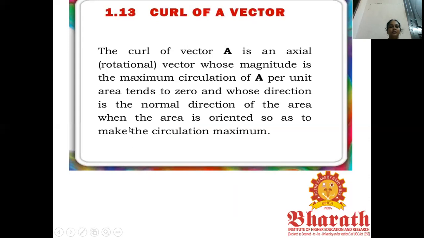Next, curl of a vector. Curl of A is an axial vector whose magnitude is the maximum circulation of A per unit area as the area tends to 0, and whose direction is the normal direction of the area when the area is oriented so as to make the circulation maximum.